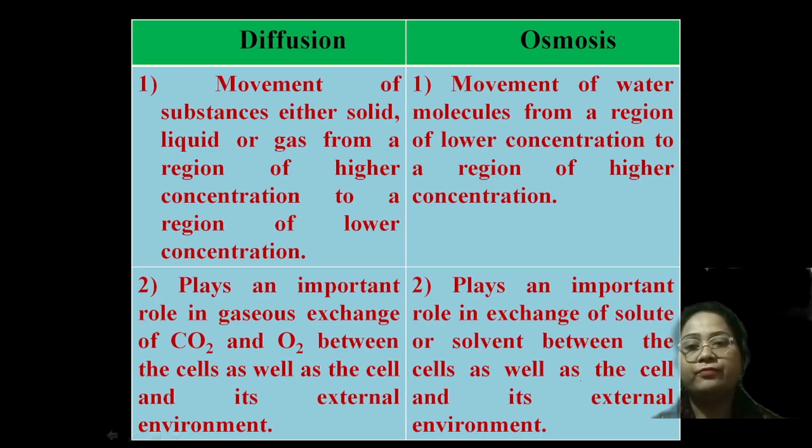So the main differences between diffusion and osmosis, let us see. Diffusion means what? Diffusion means movement of substances, either solid, liquid or gas, from a region of higher concentration to a region of lower concentration. Okay, it plays an important role in gaseous exchange of carbon dioxide and oxygen between the cells as well as the cell and its external environment.